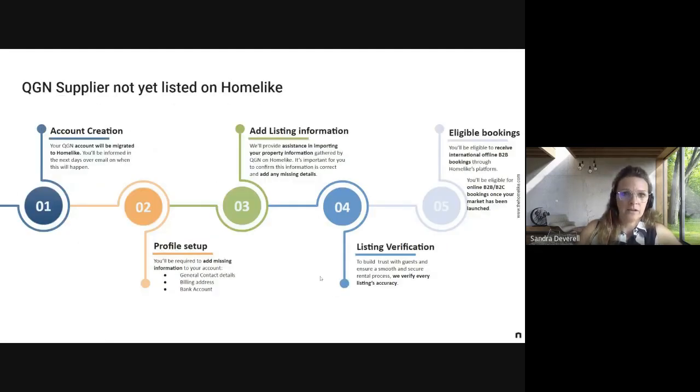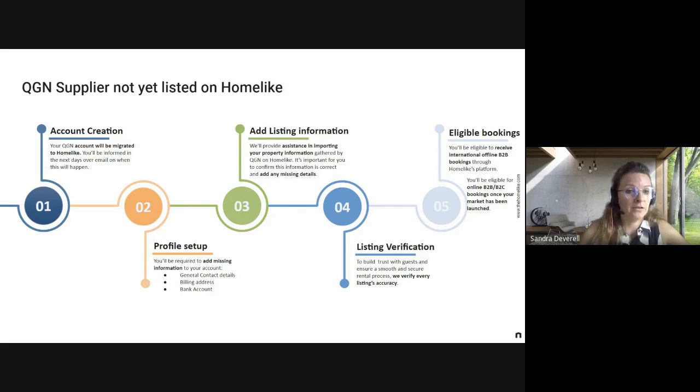And here, a guideline on how to onboard. So this would be the process for suppliers that have not yet been listed on our Homelike platform. So QGN suppliers that currently have an account and visibility, or the properties uploaded in Q Apartments systems, we would, as you can see here in point 1, migrate the data into Homelike, as everything will move over from Q Apartments into Homelike, so that you keep receiving requests and bookings.